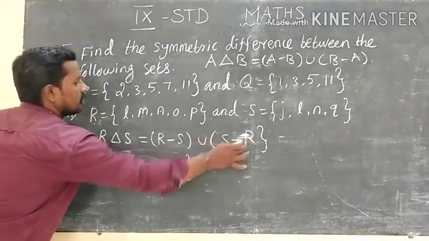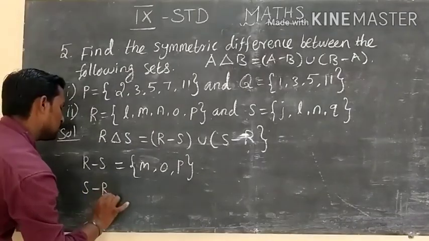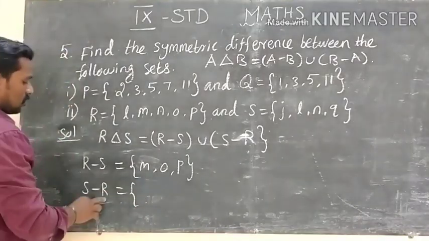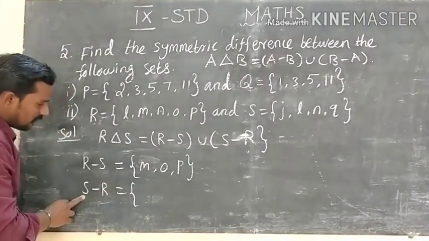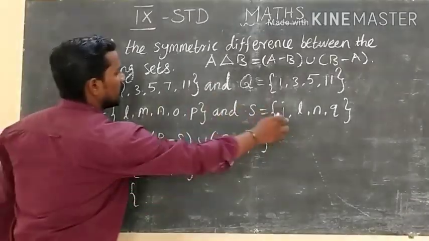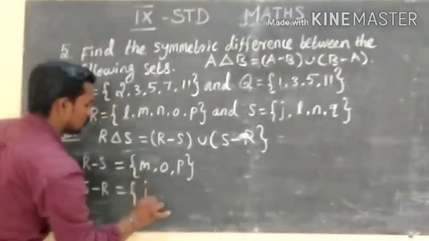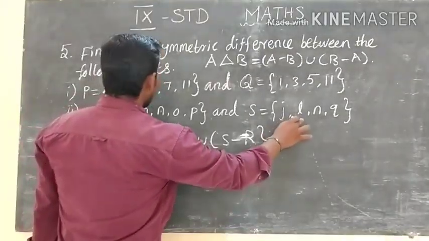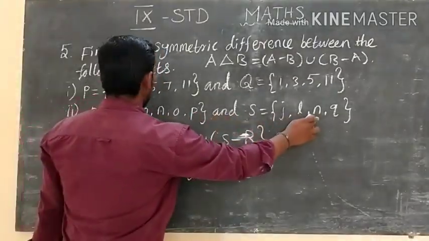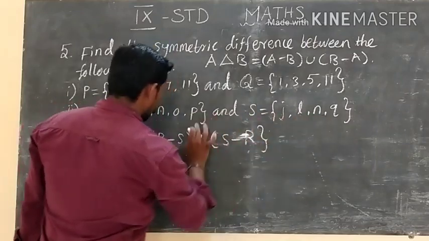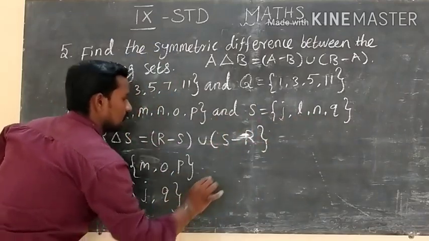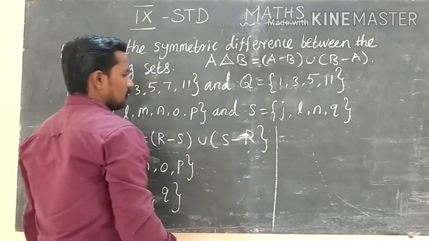Then find S difference R. Now omit R from S. S is fixed. Here J does not appear in R, so J remains. Then N is omitted, Q does not appear in R, so Q remains. That's all.